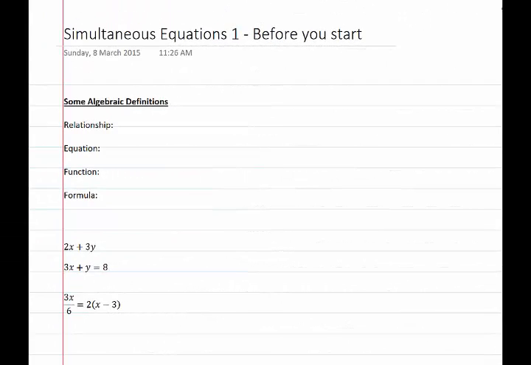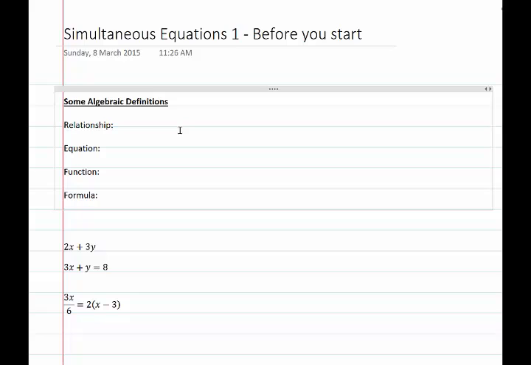I'm going to talk a little bit about some things you need to know before you start, and hopefully you recall some of these facts and ideas from algebra and definitional based things from previous lessons. So first of all, I'm going to define some simple algebraic terms. The first one I'm going to talk to you about is a relationship, and you'll notice there's four words that I'm going to speak to you about: relationship, equation, function, and formula.